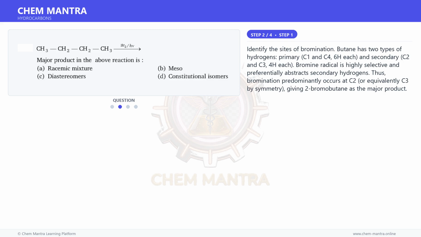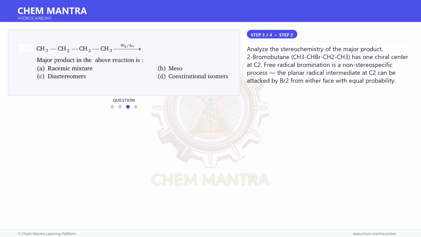Identify the sites of bromination. Butane has two types of hydrogens, primary, C1 and C4, 6H each, and secondary, C2 and C3, 4H each. Bromine radical is highly selective and preferentially abstracts secondary hydrogens. Thus, bromination predominantly occurs at C2 or equivalently C3 by symmetry, giving 2-bromobutane as the major product. Moving on to the next step.